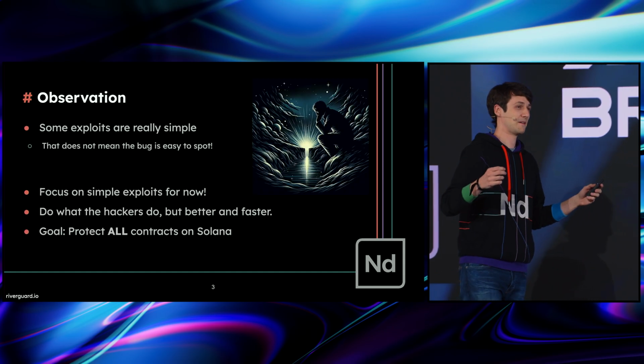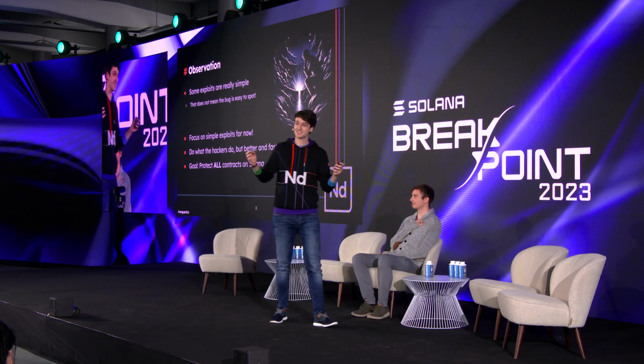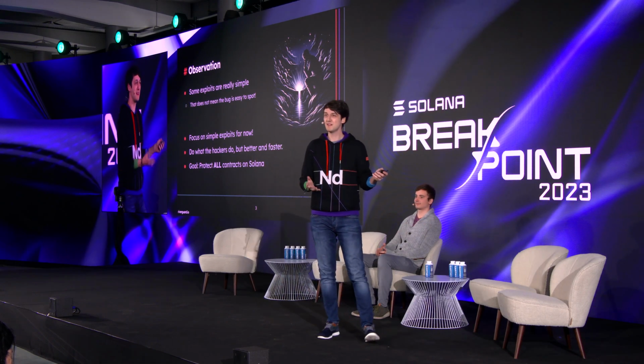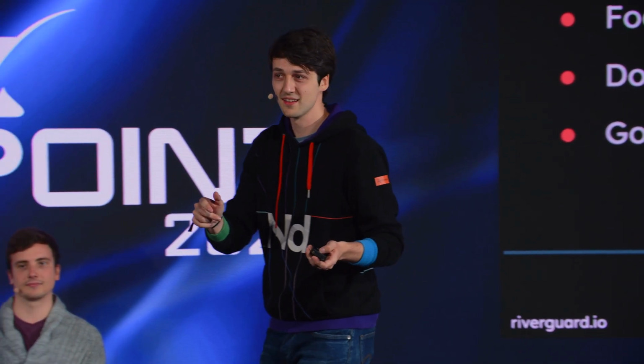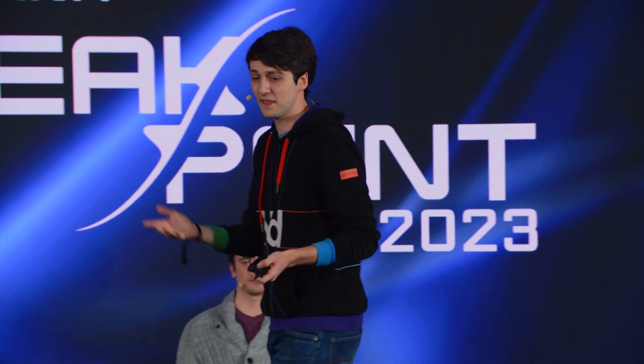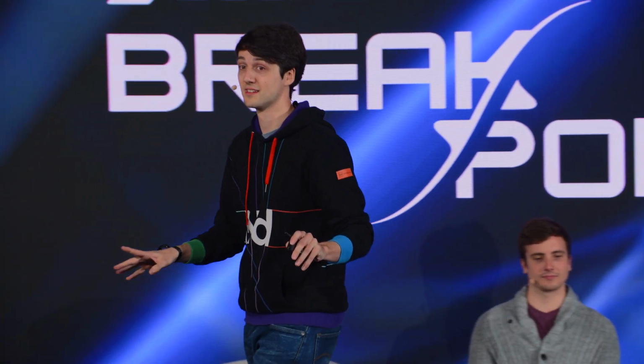So now we make an observation. And we make the observation that some exploits are really, really simple. It's just some minor thing that an attacker does differently, and he gets some money out of it. Now, that doesn't mean that the bugs are easy to spot. It just means that the exploit is fairly simple, and probably each one of you would be able to understand it.